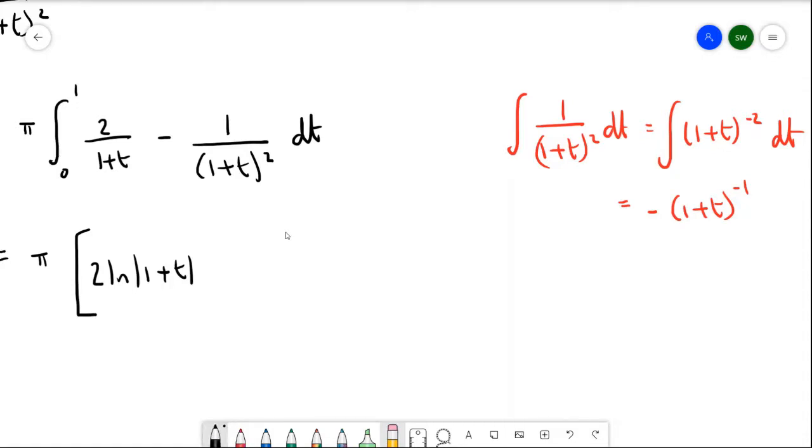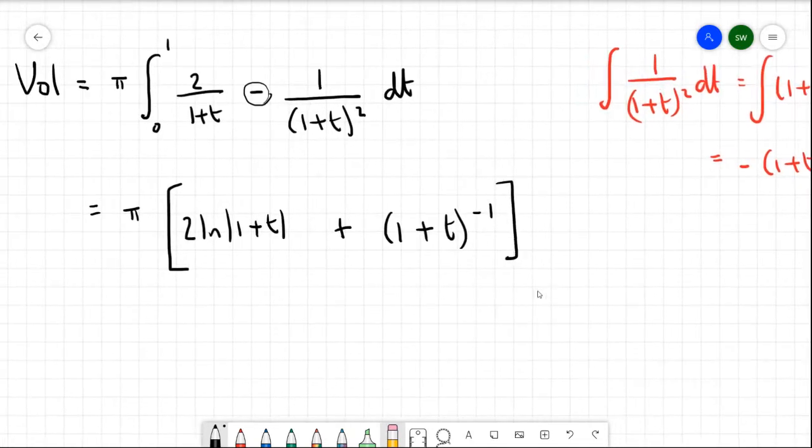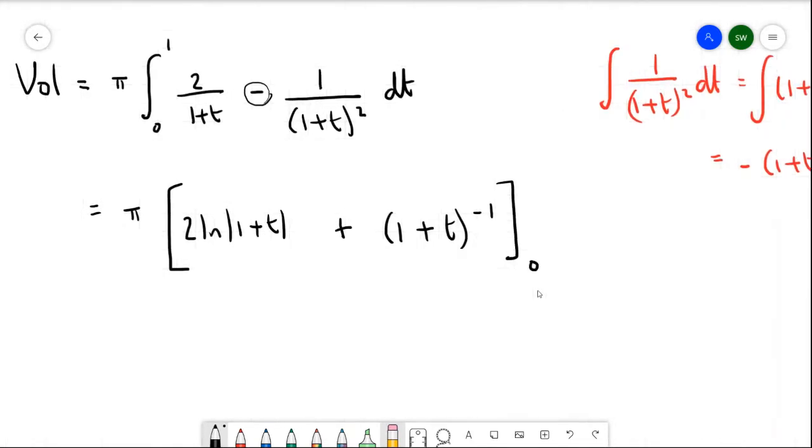Now I've got to be really careful here with this minus. Watch how I didn't have a minus in front of this 1. So this minus is going to be there, and I'm subtracting this integral, which is minus that. So I'm actually going to have positive in the middle, plus in the middle. And then I need to sub in the limits of 0 up to 1.